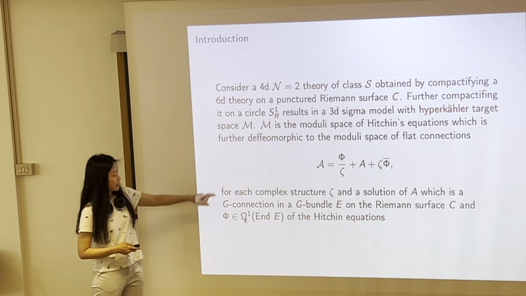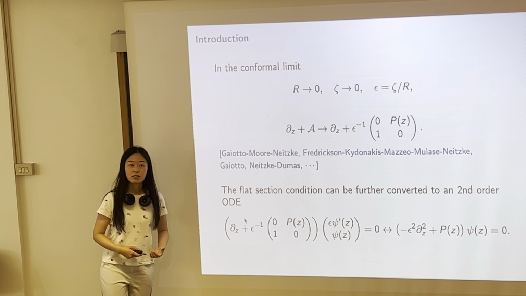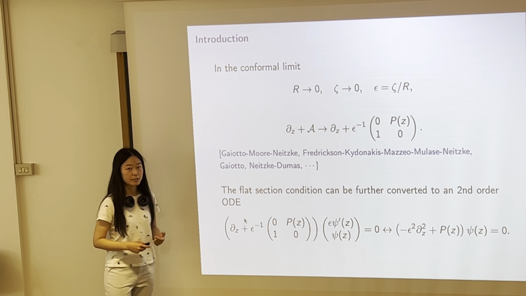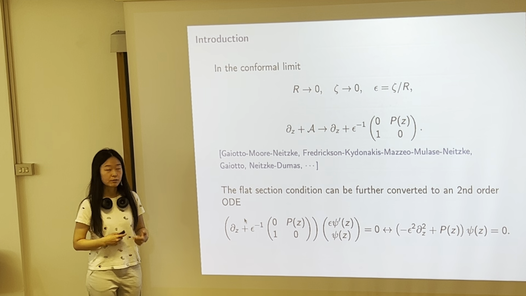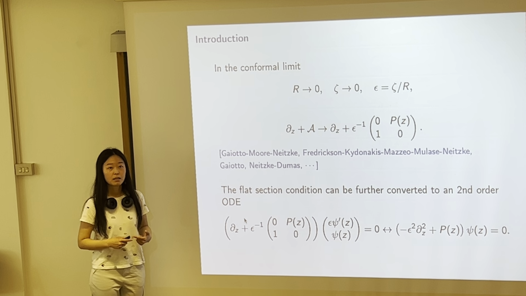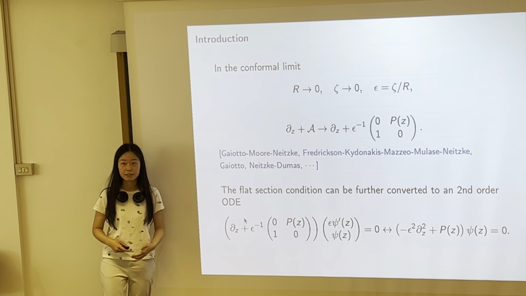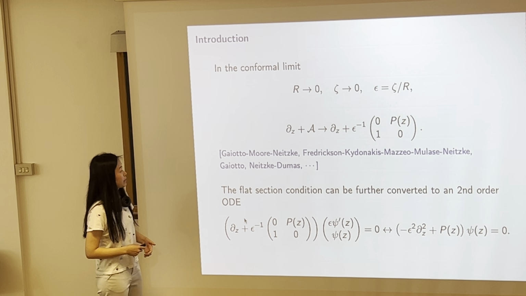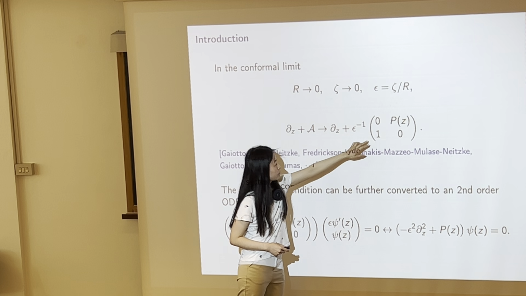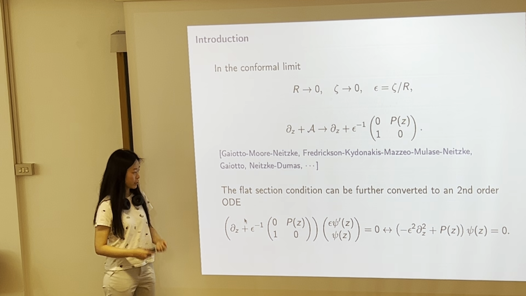And having this flat connection, we can actually study some interesting limits where the parameters are set to 0, where we set both the radius R and this complex structure zeta to 0. So this limit is usually known as the conformal limit, and we keep the ratio of these two things finite and denoted by epsilon, and this epsilon will be the quantum parameter showing up in the Schrödinger equation. So in this limit, if we study the flat section, it becomes an oper, which has this expression where p(z) is determined by the theory and it's some meromorphic quadratic differential.